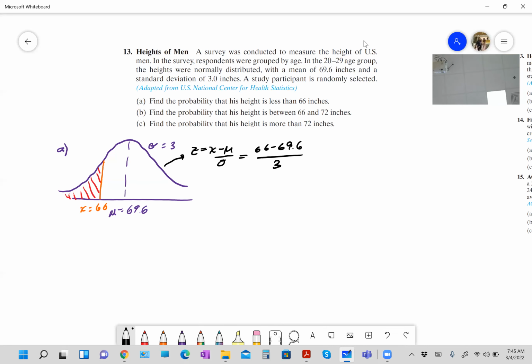All right, so here we go. 66 minus 69.6 comes out to negative 3.6, divided by 3, and so we get a z-score. Now I should really compress this because I want to have space here. So this comes out to negative 1.2. Okay, so that means this situation is depicted by the following.